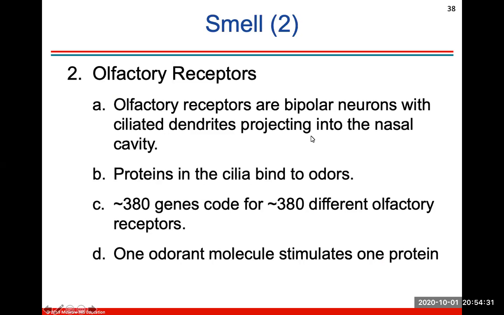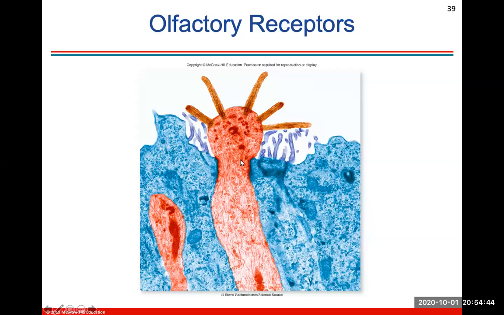Olfactory receptors are a special kind of neuron called a bipolar neuron. They have ciliated dendrites where proteins in the cilia will bind to the odors, and one type of molecule will stimulate one protein. And this is a look at those cilia that will bind to each odor. It's kind of a cool picture.